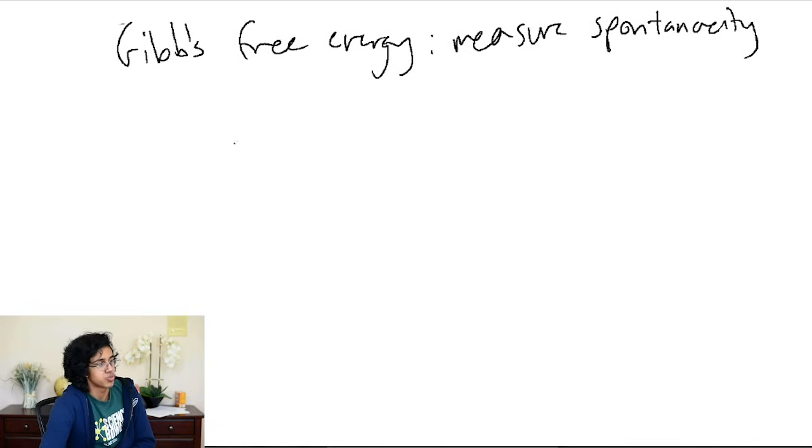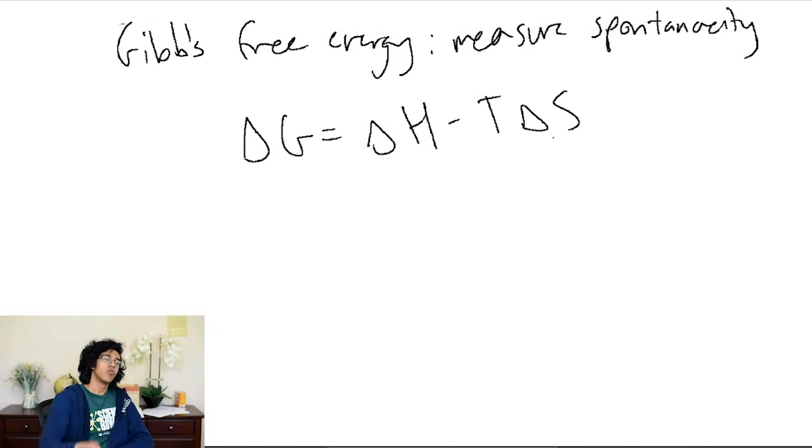The one thing you gotta know about Gibbs free energy is that delta G, which is the change in Gibbs free energy, is equal to delta H minus T delta S. This is the one equation you gotta know, so know it, okay? Do not forget this equation. Honestly, this one you just gotta do a lot of problems, practice it, make sure you know it.